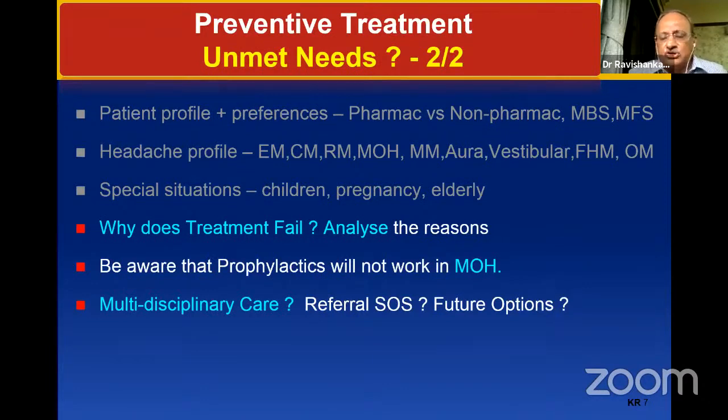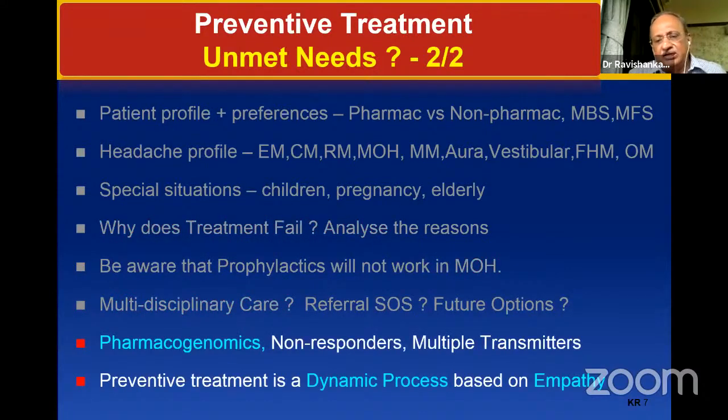And look at future options. A lot of affording patients can outsource the drugs from the US, so that could be an option. And finally, a 10% group, do what you may, just don't respond. So the take-home message here is to understand that preventive treatment is a dynamic process and keeps changing.